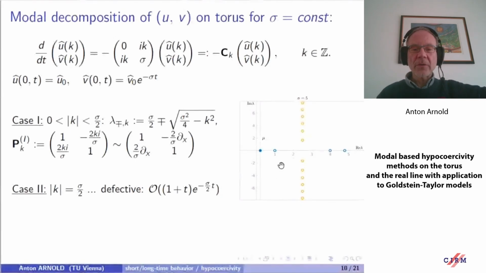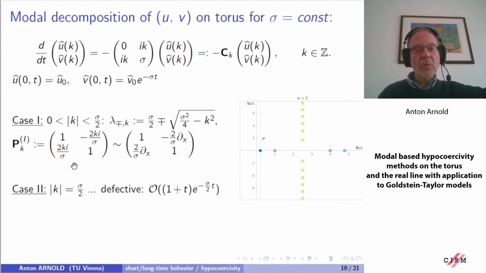Here, let us first look at the eigenvalues of this matrix C_k. When the index k is small, you have two real eigenvalues like this solid dot and this dot here. And when the modal index k becomes large, you have complex conjugate eigenvalue pairs like these two yellow dots. So they are here on this vertical line.